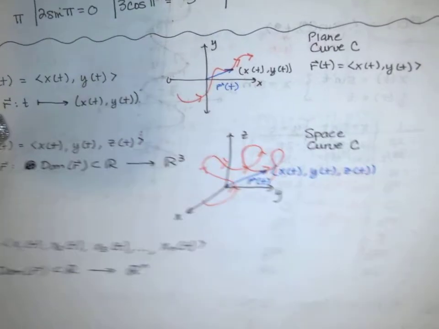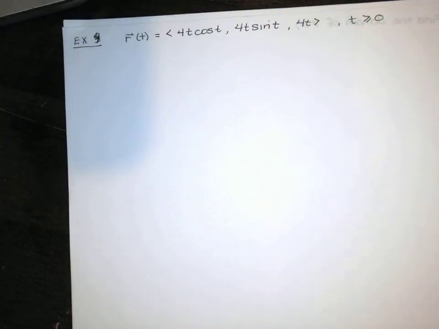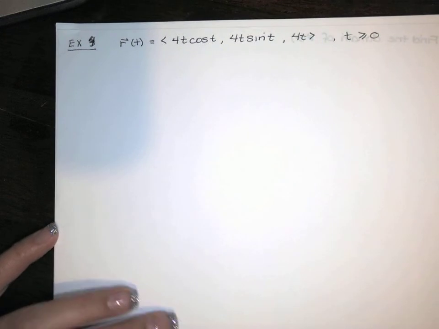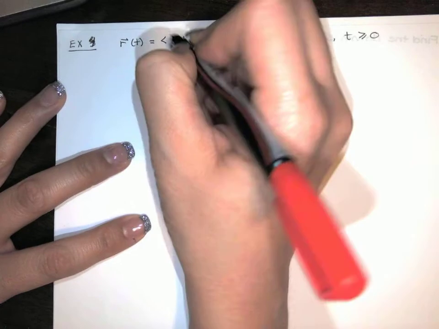All right. So with that in mind, let's try to do this. Let's look at this example. We want to try to sketch this r of t, and it's in three-dimensional space. Now this is difficult to draw. Anything 3D is difficult to draw, but we do the best we can.